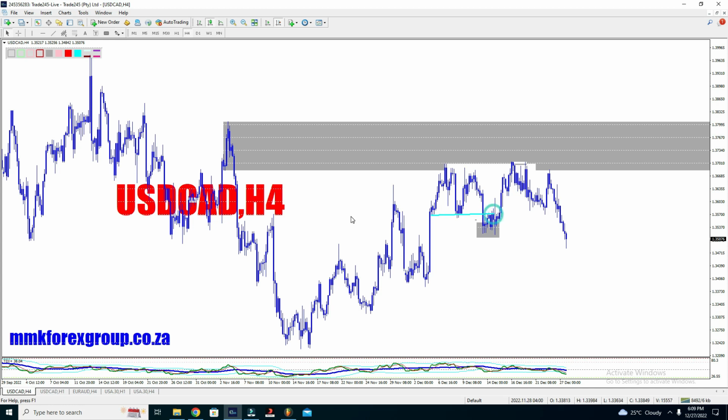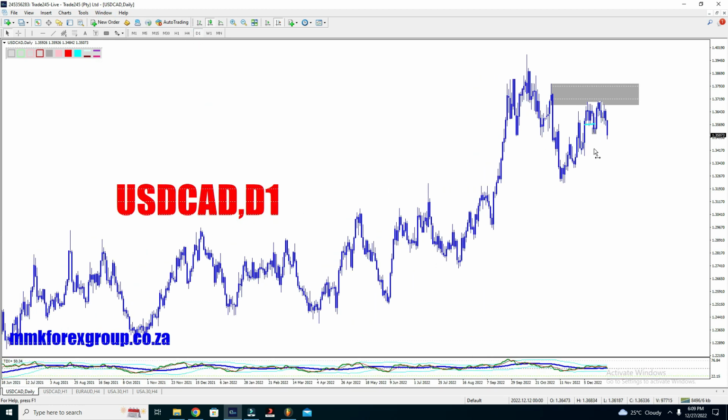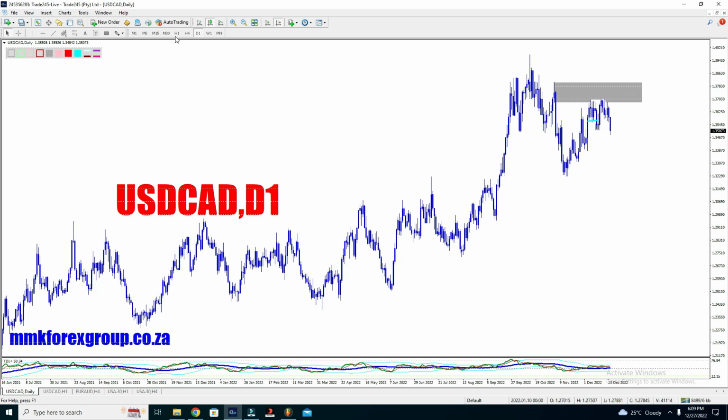Remember, if you look at it from the daily, we are still within that. This is what you see. You are still targeting that decision point type 1 right here. You need to understand your entry points right there. So we had the break of structure right here.